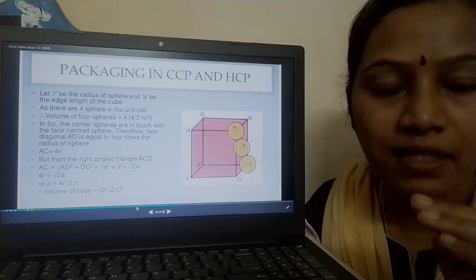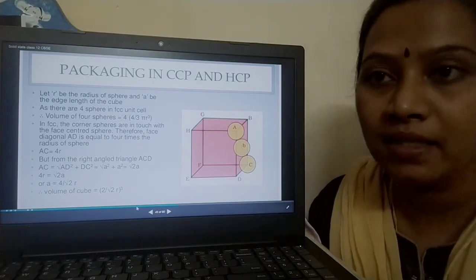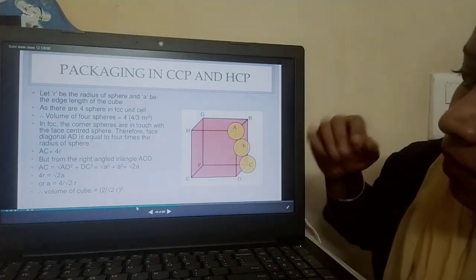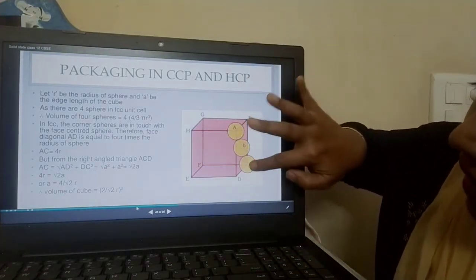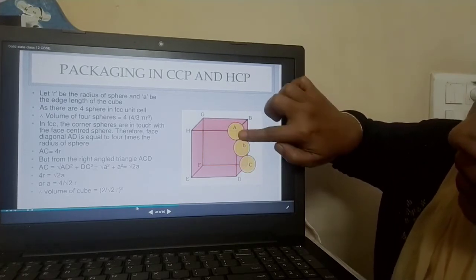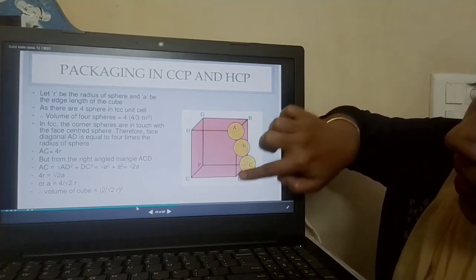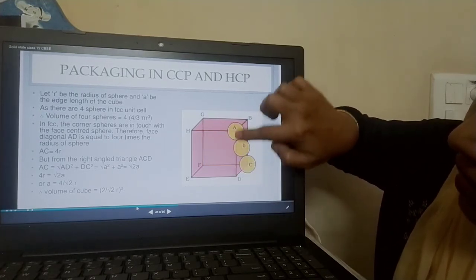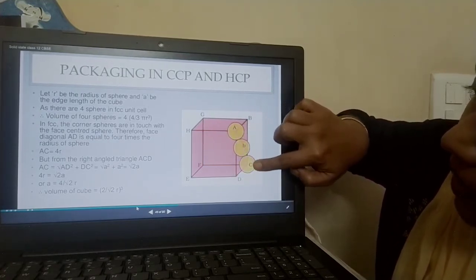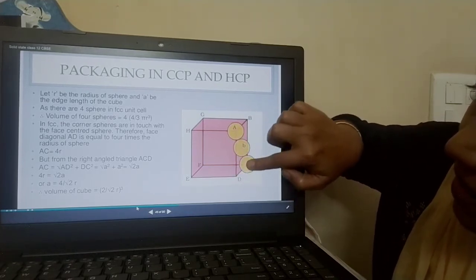Since AC is equal to 4 times the radius of the sphere, what is the value of AC? AC is equal to 4R. Now, since ACD is a right angled triangle, AC square is equal to AD square plus DC square. Can you make out the triangle here? AC is the root of AD square plus DC square.